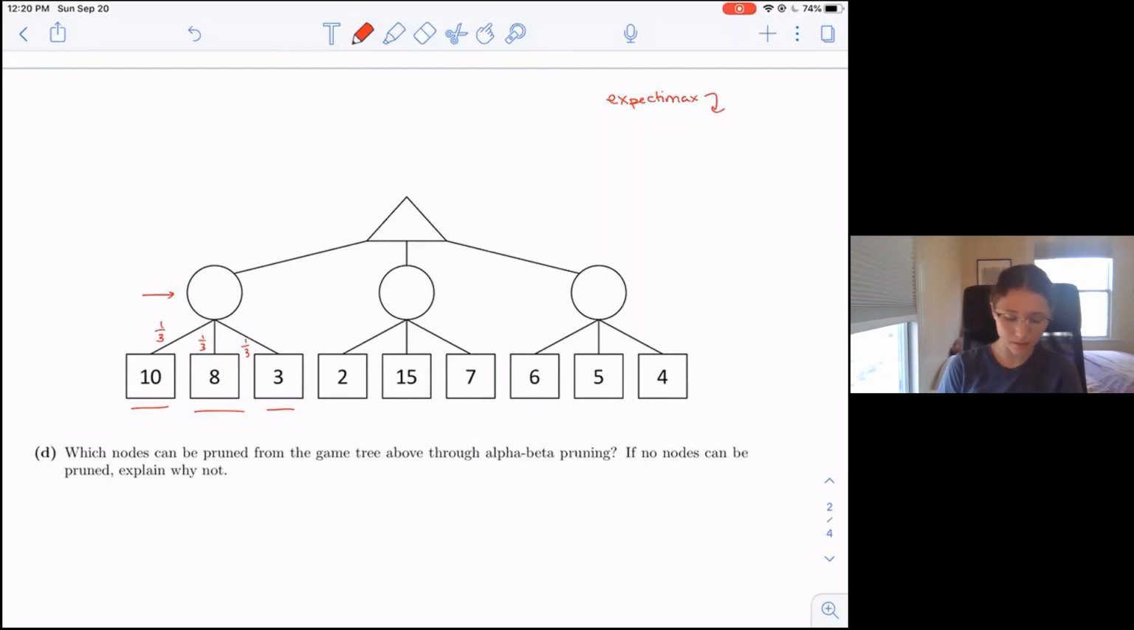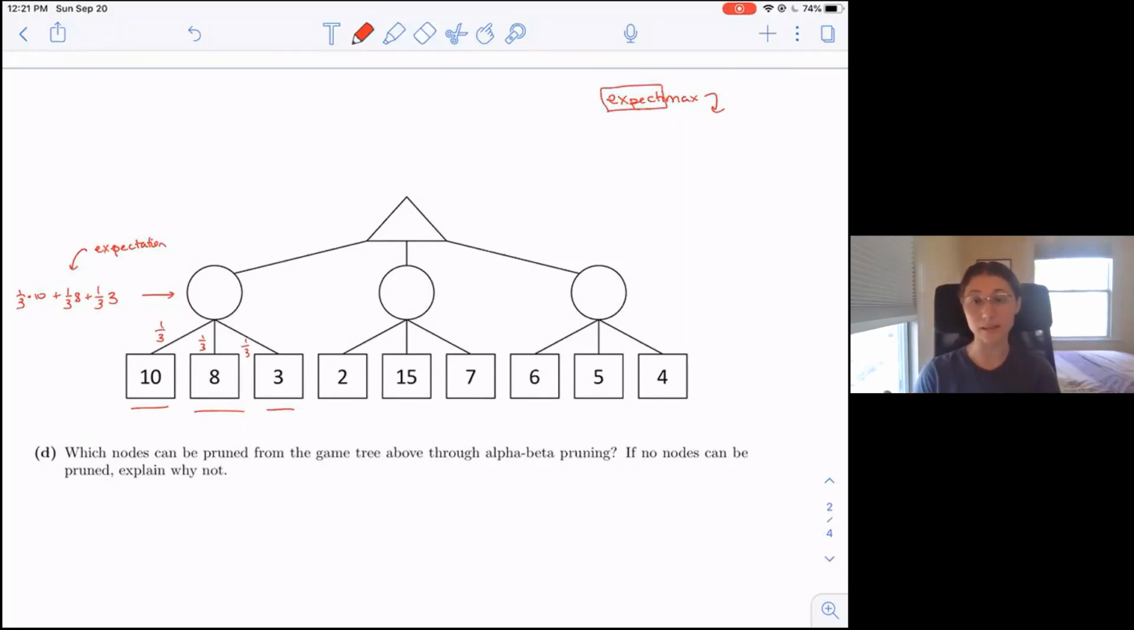Well, we're just going to take these weighted probabilities. We're going to say 1/3 times 10 plus 1/3 times 8 plus 1/3 times 3. So this is exactly taking the expectation. Hence the name expectimax in the expectimax algorithm. So after taking this expectation, the final number that we get here is going to be 7. All right, let's go back.